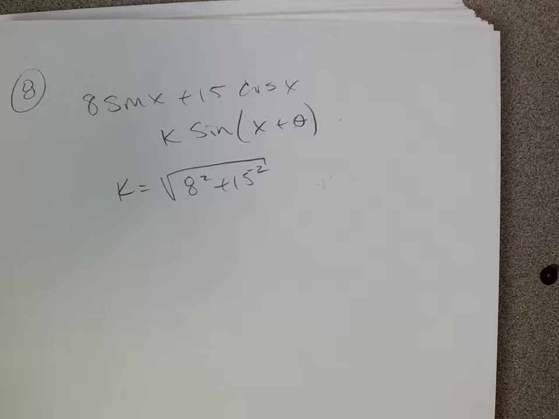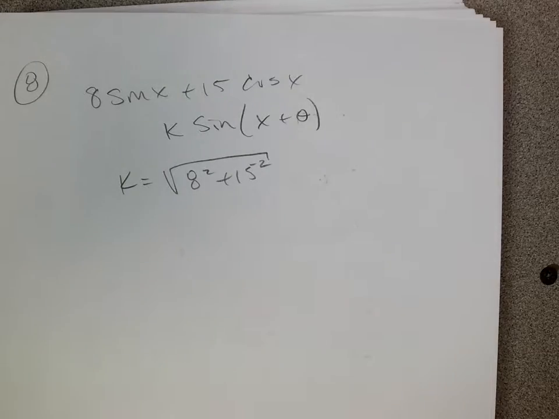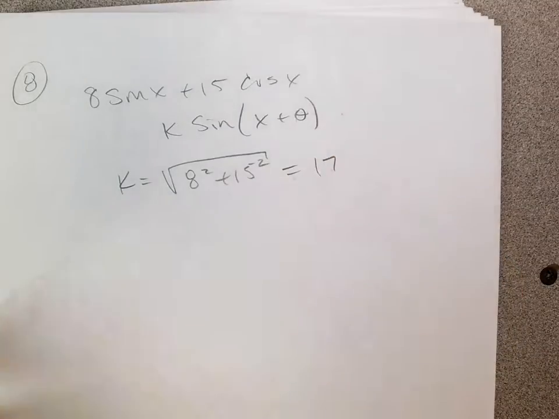Watch me find one where the batteries are dead. Of course. So let's see, what is 8 squared plus 15 squared? Yeah, the square root of that is 17. Okay, so k is 17.